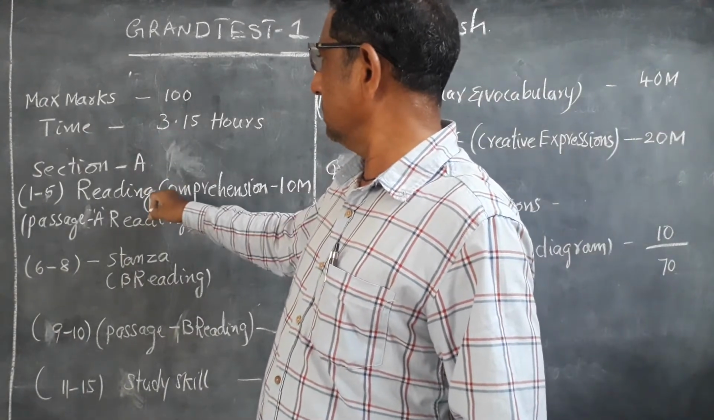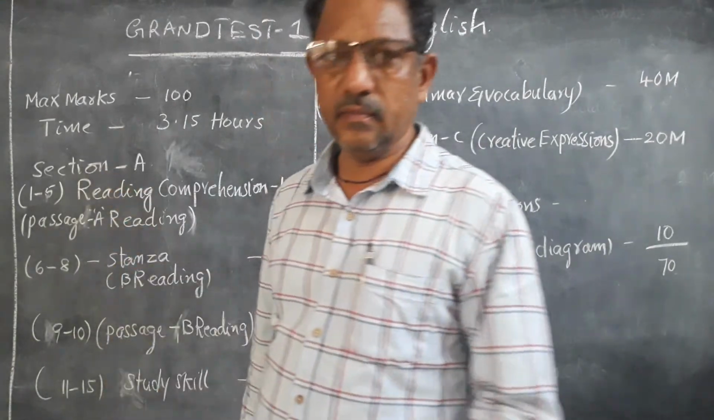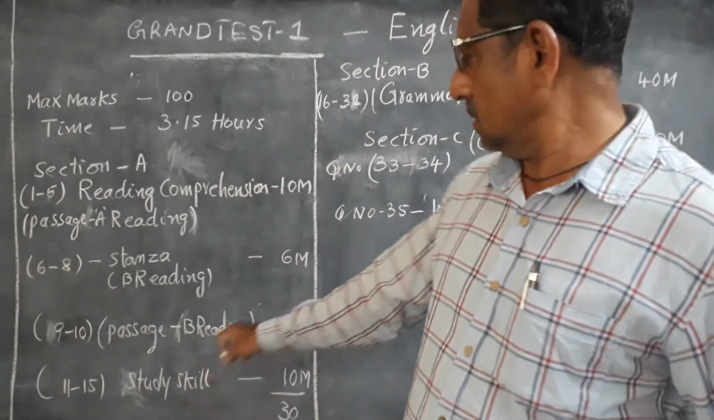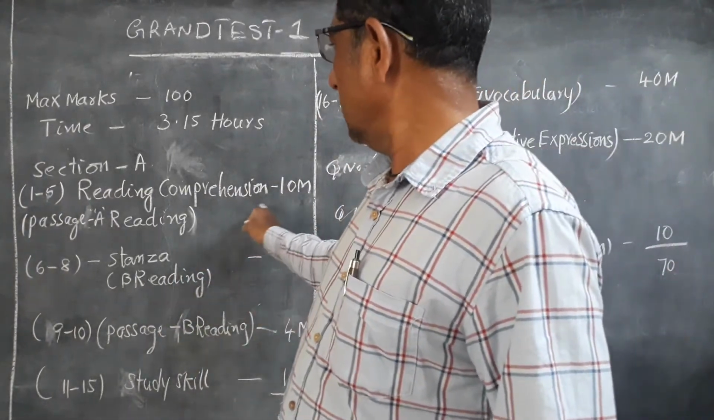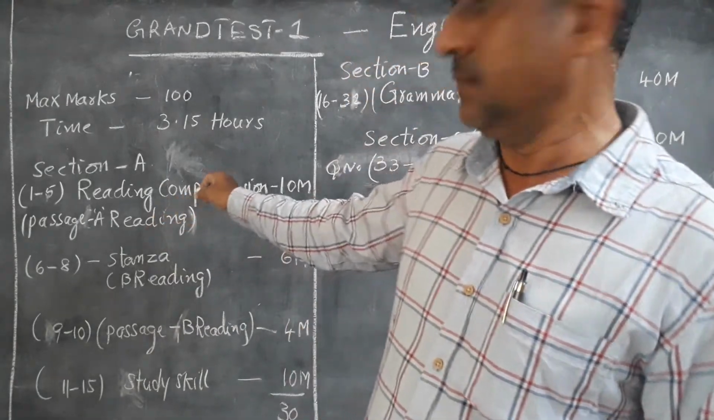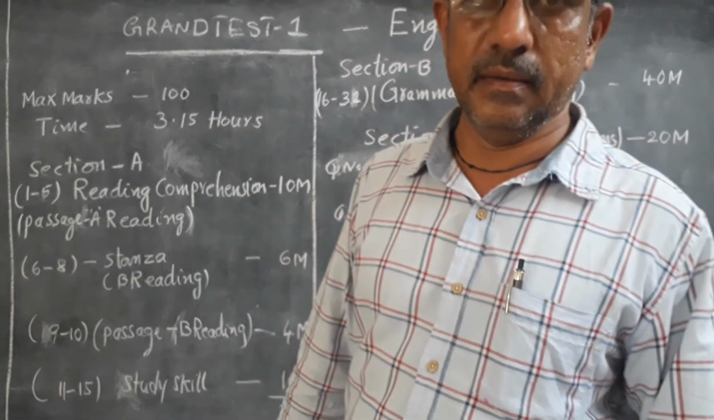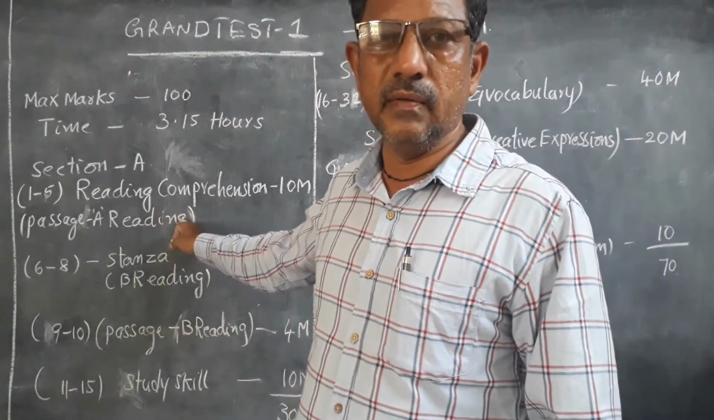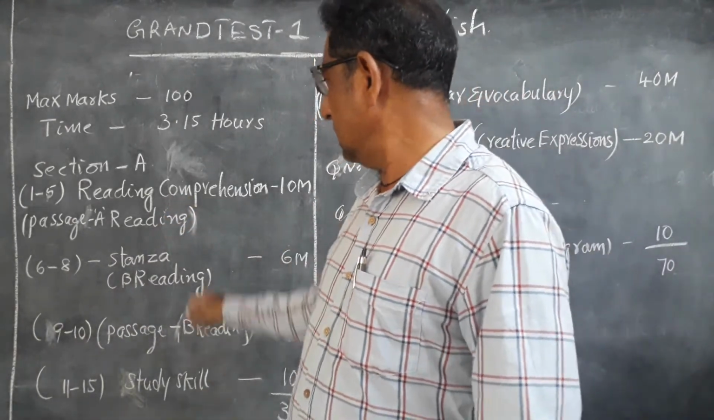Section A carries 30 marks. In this section A, 10 marks is for reading comprehension from A reading. 5 questions are given. Each question carries 2 marks. 5 into 2, 10.